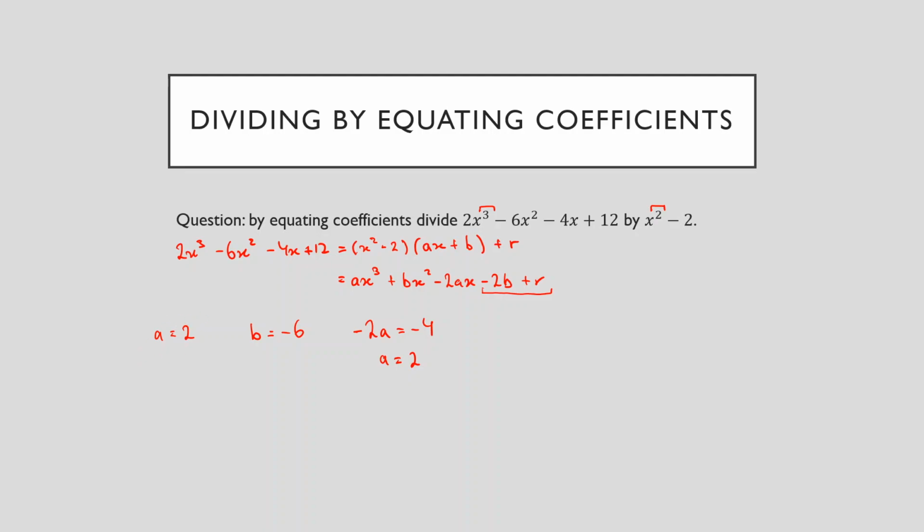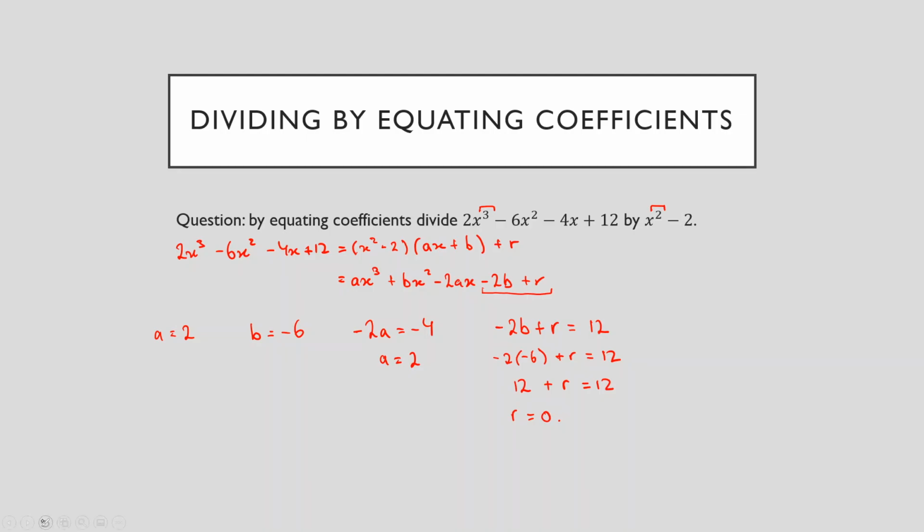Finally, the constant term, we still have to work out what r is. On the left it's positive 12, on the right it's negative 2b plus r. So negative 2b plus r equals 12. We already know that b is equal to negative 6. So I can write this as negative 2 times negative 6 plus r equals 12. Negative 2 times negative 6 is 12, plus r equals 12, and that tells us r is equal to 0. So we actually have no remainder when we do this division.